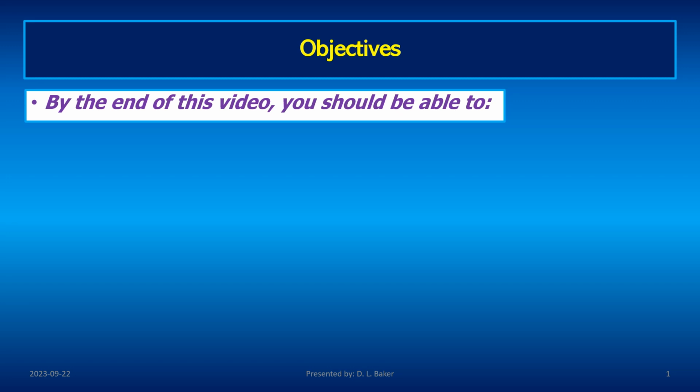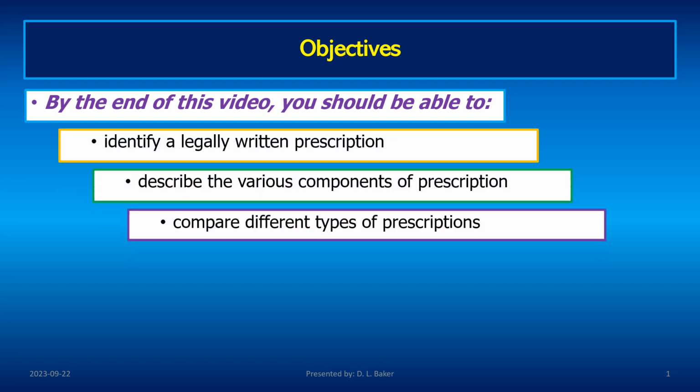Understanding what constitutes a legal and complete prescription is not just restricted to pharmacy. You may not be able to read all of it and understand the technical language, but there are some basic elements that you should be able to identify. So for the next few minutes, we will identify a legally written prescription, describe the various components of that prescription, and compare the different types of prescription that exist.